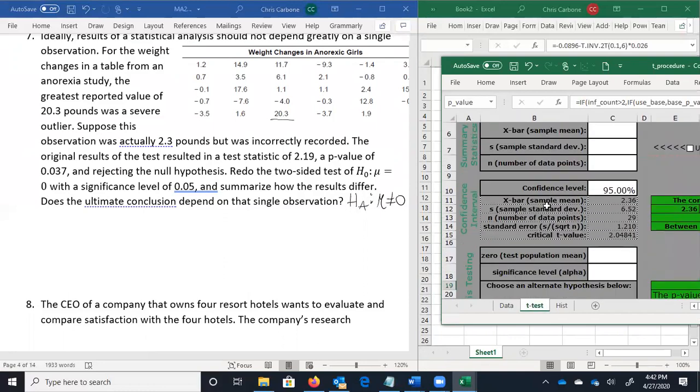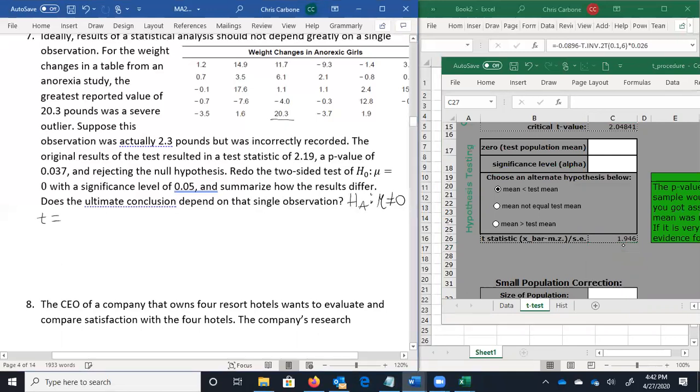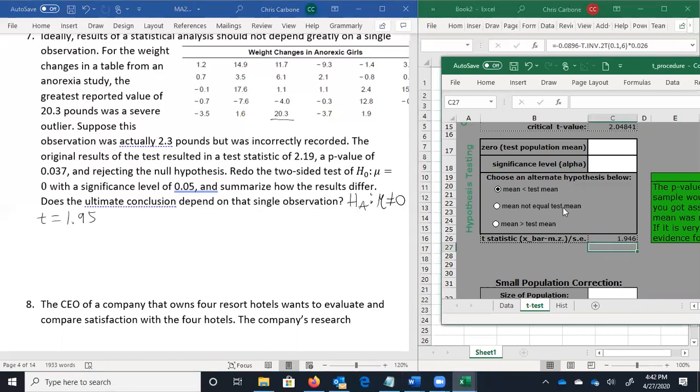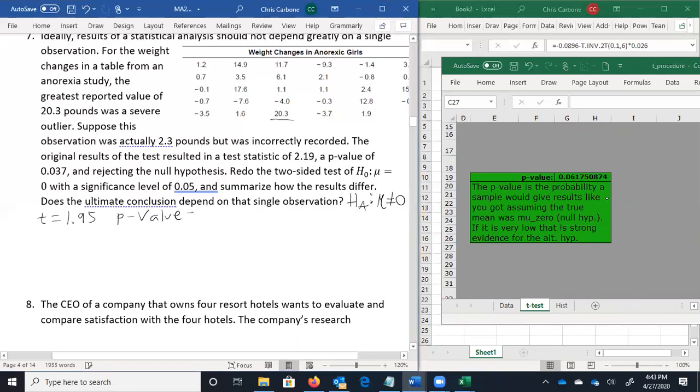So after changing that value, the test statistic changes to 1.95. And the p-value, this being a not equal to test, is 0.0, how much does it round to? 3, excuse me, so 0.062.